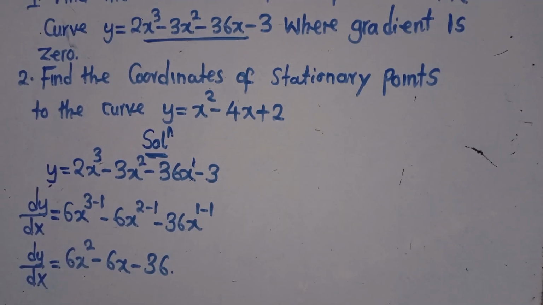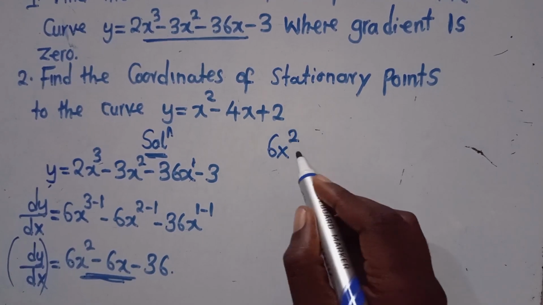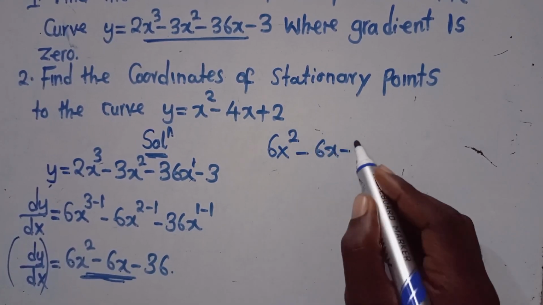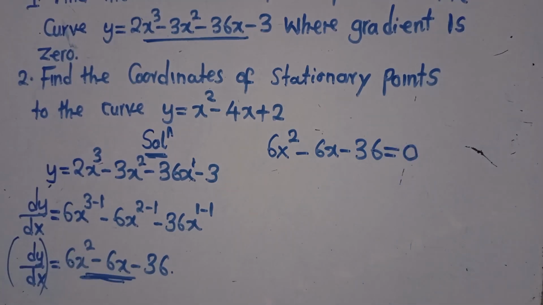After we are done with this, what we need to do, this is the same as the gradient, because this thing that we've come up with is called the gradient function. And in this particular question, we are told that where gradient is 0, so you equate the 6x squared minus 6x minus 36 to the gradient that is given. What is the gradient? The gradient is 0. If it was 2, you are supposed to equate to 2.